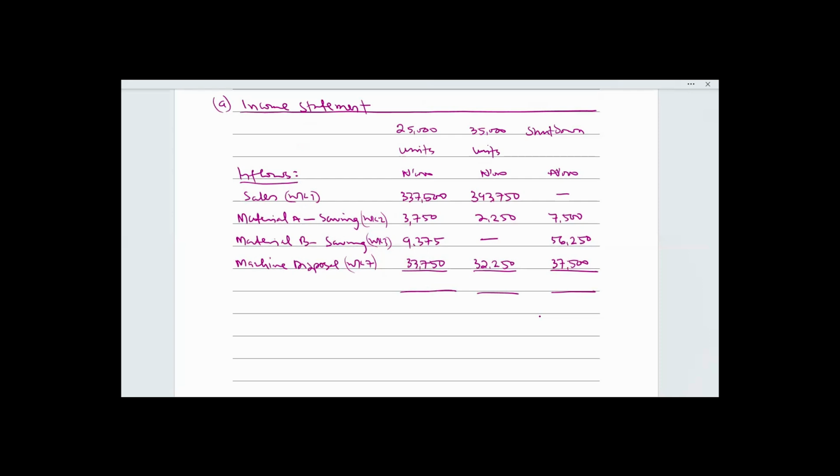Add it up. 33,750 plus 9,375 plus 3,750 gives 384,375. So this is total inflow. This is A.